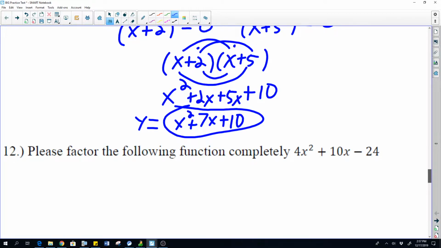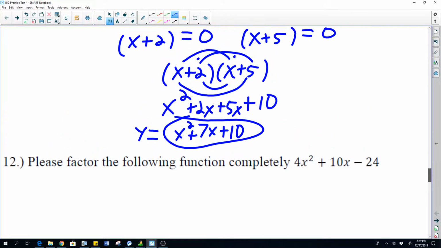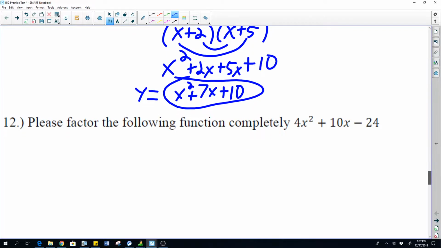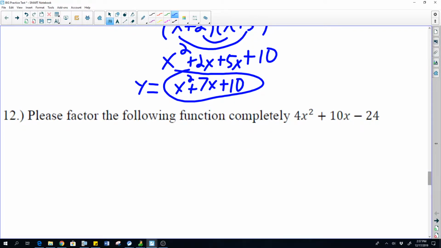Number 12 says to factor this completely. I highly recommend when you're taking the test that you divide by something to make it smaller and easier to factor. What do you think they all have in common? 2. Yeah, 2. Good job. So we can divide by 2. That means we're pulling out a 2 there.